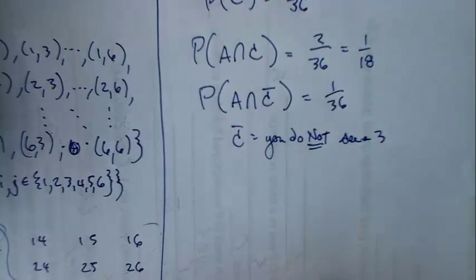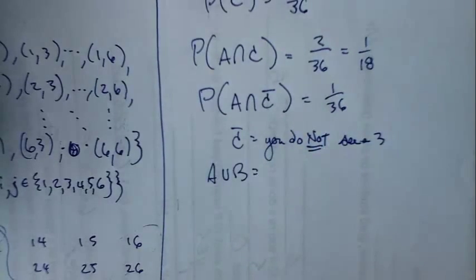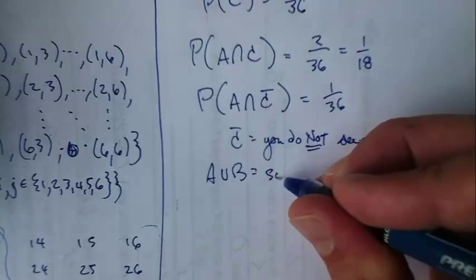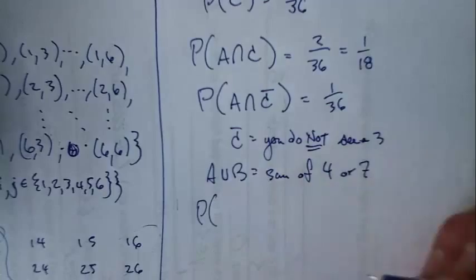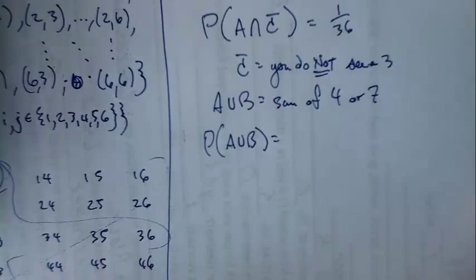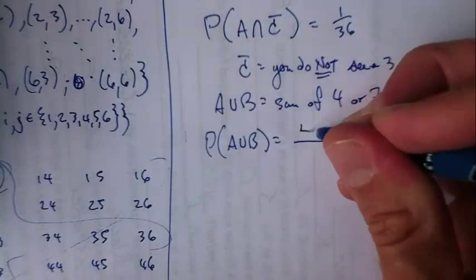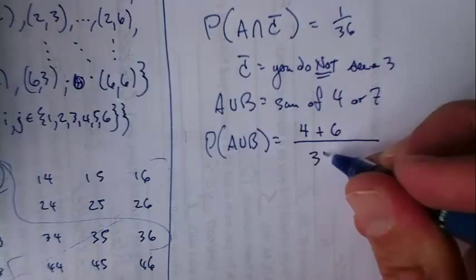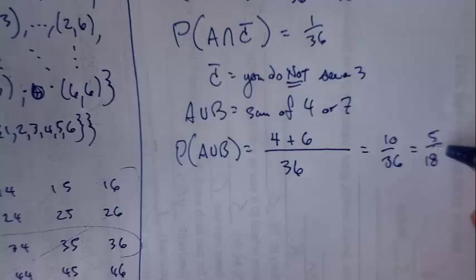Right? What about, what's the event A union B? What's the event that the sum is 4 or that the sum is 7? Sum of 4 or 7. Okay? So then the probability of A union B, well, how many ways can I satisfy this event A union B? There are 3 ways to get a sum of 4, and there are 6 ways to get a sum of 7. So 9 out of 36, or it's also known as 1/4, right? Very good.